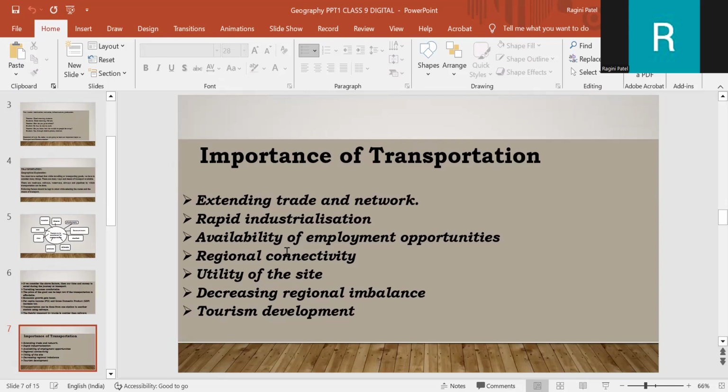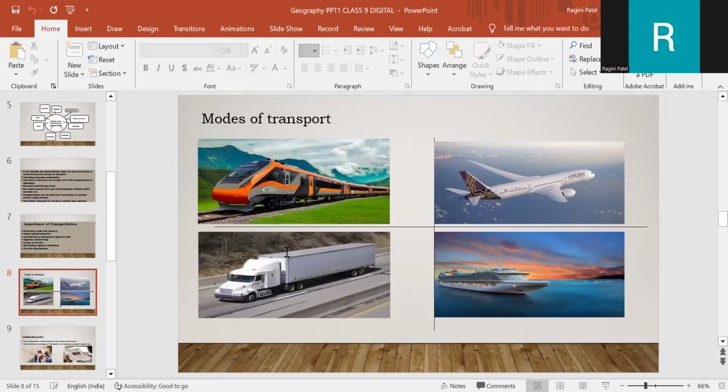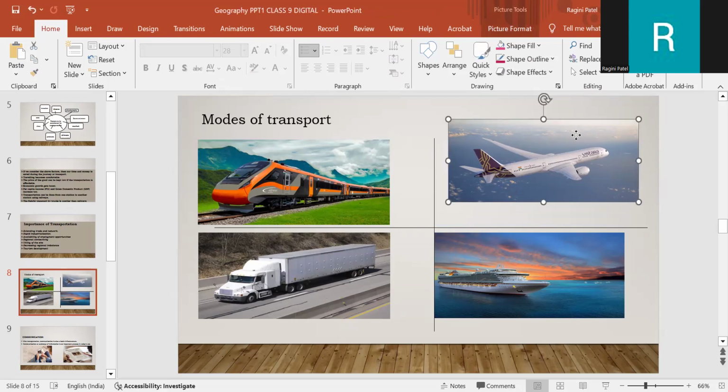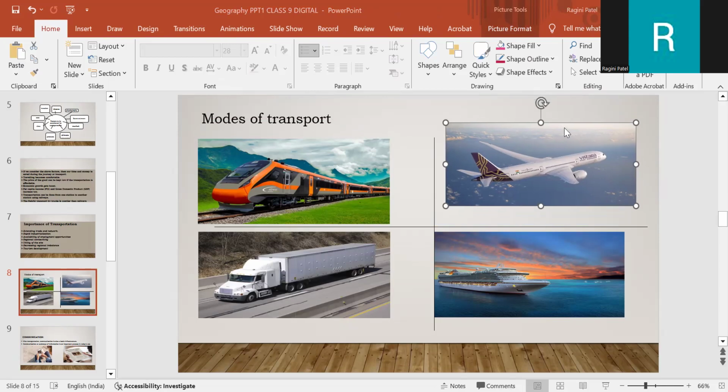Okay, these are the modes of transport. There are mainly three modes of transport: land transport, water transport, and air transport. Each mode has its own advantage and limitation.